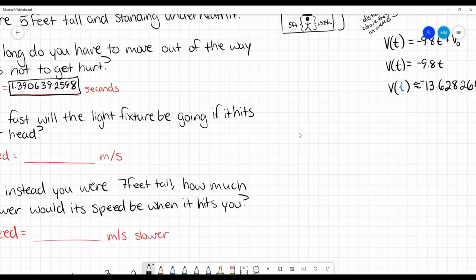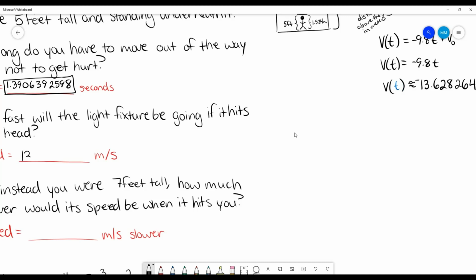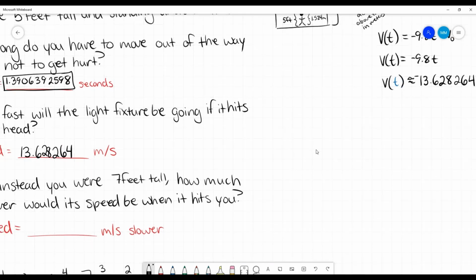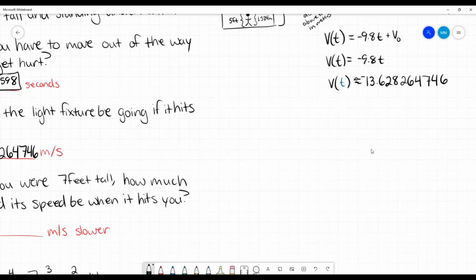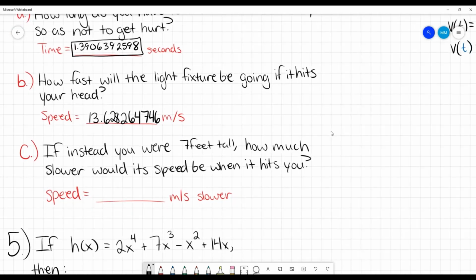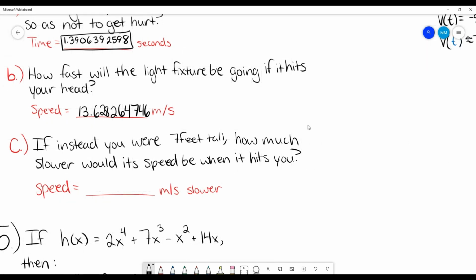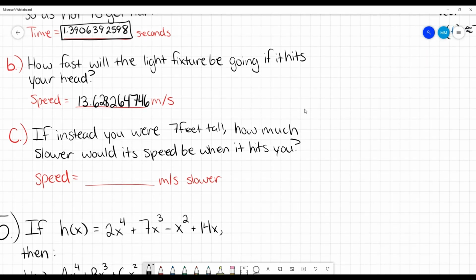So our speed's going to be a little bit faster than 13.5 meters per second, which seems really fast. I don't know. There's a decent chance that I messed up that calculation, but I'm going to assume that I did it right. So if you get something else, don't assume that it's because you did it wrong, but definitely triple check your work.